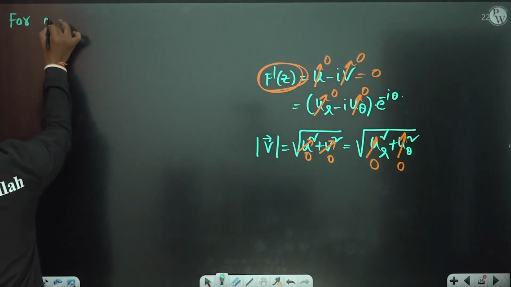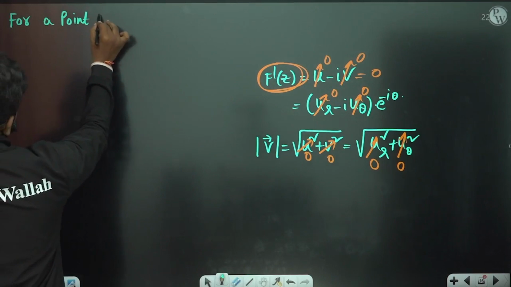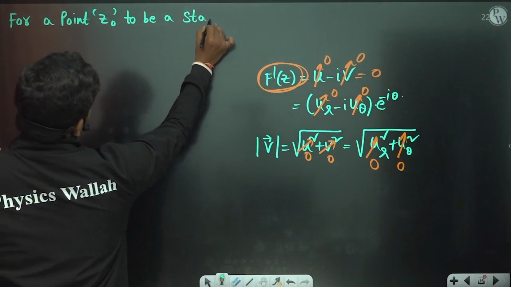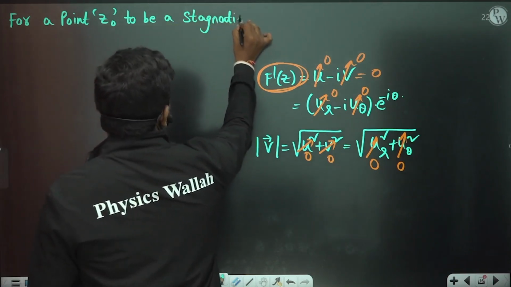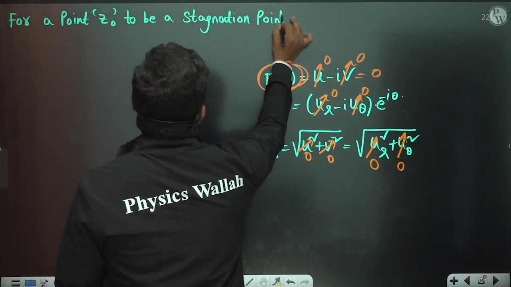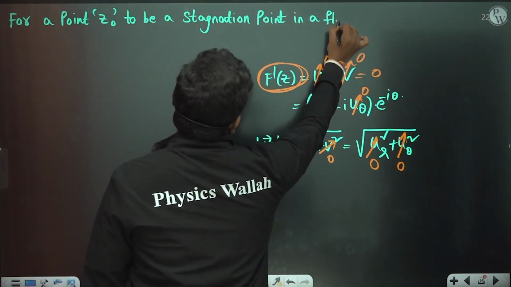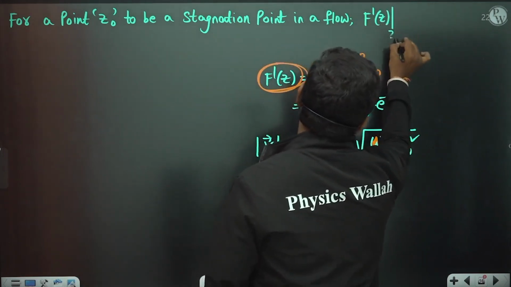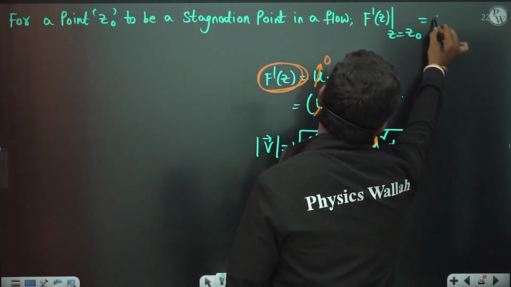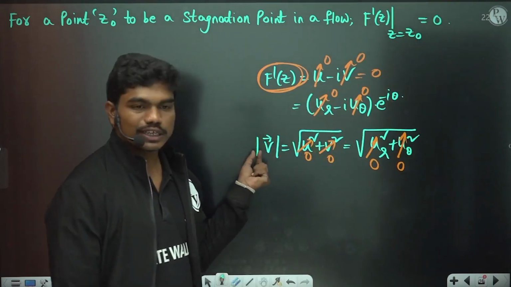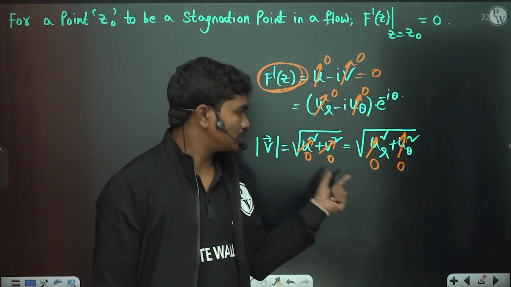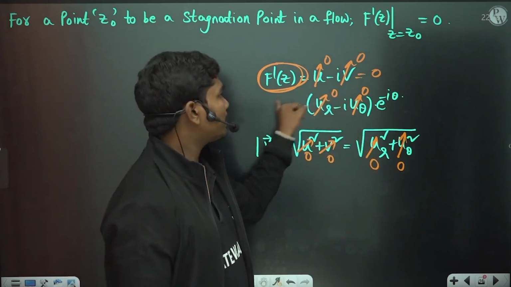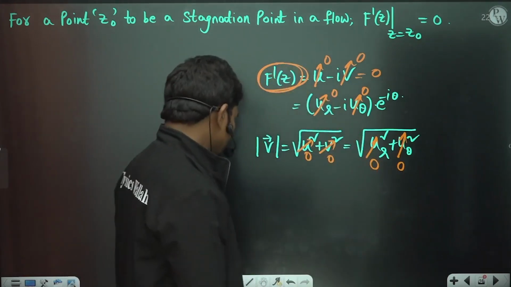For a point z0 to be a stagnation point in a flow, f dash of z at z is equal to z0 should definitely be 0. For the magnitude of velocity to be 0, individually u and v both should be 0. Similarly u r and u theta should also be zeros. Whenever they are zeros, f dash of z will also be 0. So this is a simple understanding.